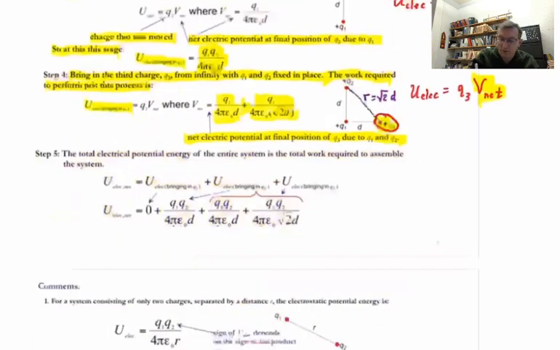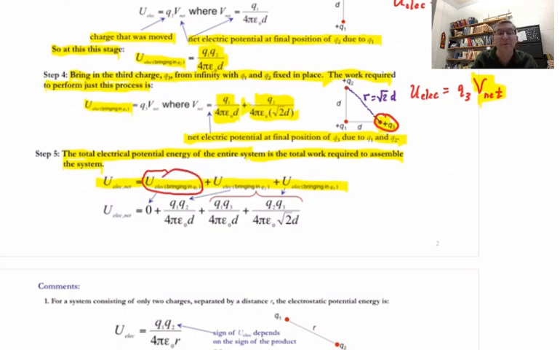We're not quite done. There's still one more important step. We've got to find the total electrical potential energy of the entire system. That's the total work we had to do to assemble the system. So that's this line right here. That's the electric potential energy involved in bringing in Q1 first, from infinity, plus the electric potential energy involved with bringing in Q2 after Q1, plus the electric potential energy involved in bringing in Q3 after Q1 and Q2. Okay? All right. Now, we have an expression for each one of those.